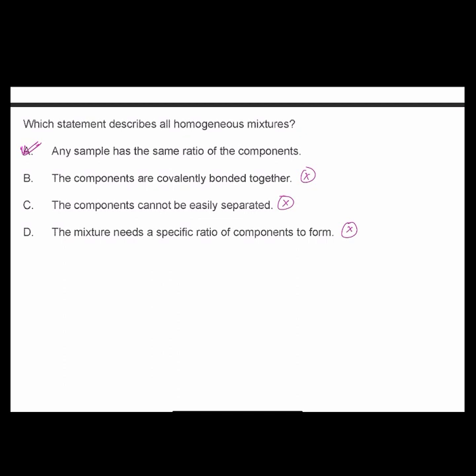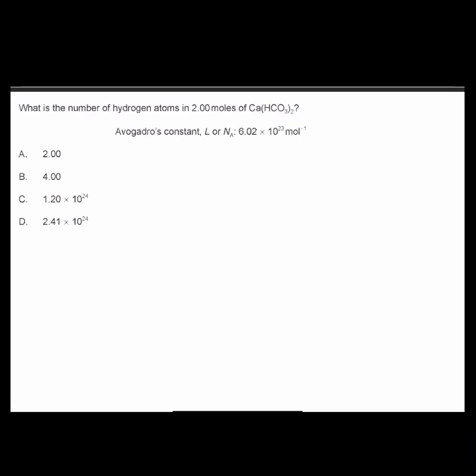It's more like an informative one, but yeah, option A, we should go with option A. Yeah. The next one. What is the number of hydrogen atoms in 2 moles of Ca(HCO3)2?